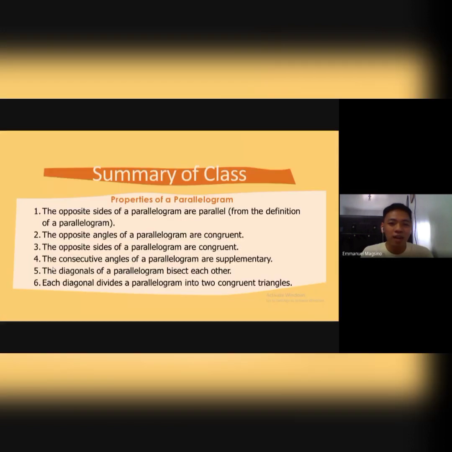Okay, so let us recap of our lesson. So the properties of a parallelogram. So remember the different properties of parallelogram. Number 1, the opposite sides of a parallelogram are parallel from the definition of a parallelogram. Second, the opposite angles of a parallelogram are congruent. Third, the opposite sides of a parallelogram are congruent. 4, the consecutive angles of a parallelogram are supplementary. 5, the diagonals of a parallelogram bisect each other. And last, each diagonal divides a parallelogram into two congruent triangles.